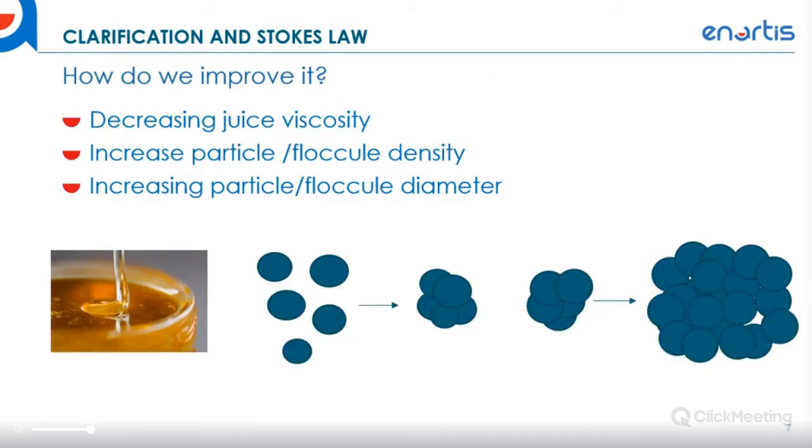So when we're talking about clarification and Stokes' law, we can talk about those three things separately. How do we improve the effectiveness of our clarification? We do it by decreasing juice viscosity, increasing particle or floccule density, and increasing particle or floccule diameter.